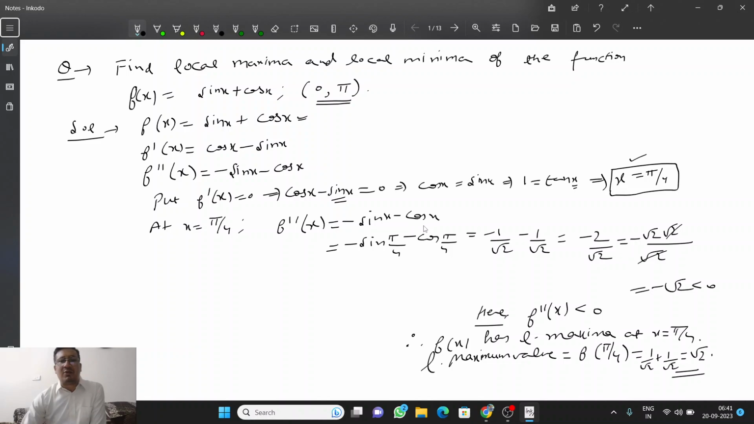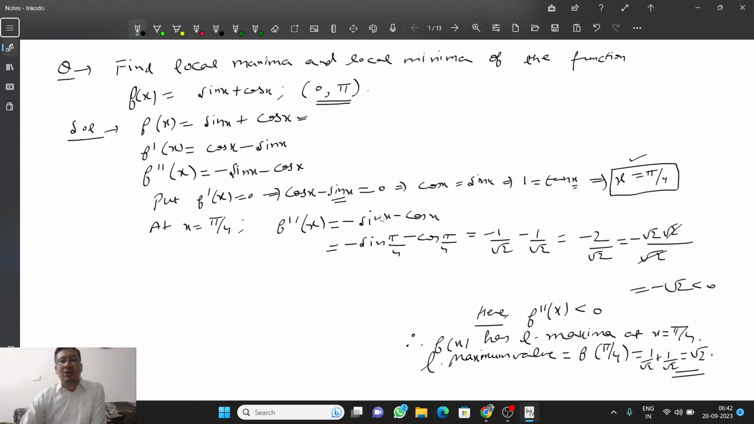This is minus sin pi by 4, minus cos pi by 4. This value is 1 by root 2, and this is 1 by root 2. Taking the LCM, we have minus 2 by root 2. 2 can be written as the product of root 2 and root 2, so it cancels. This is root 2 with a negative sign. This is negative. If the double derivative is negative, we have a local maximum at this point.